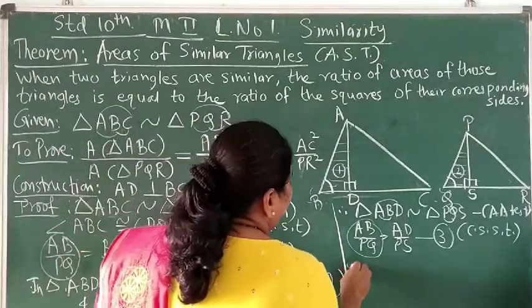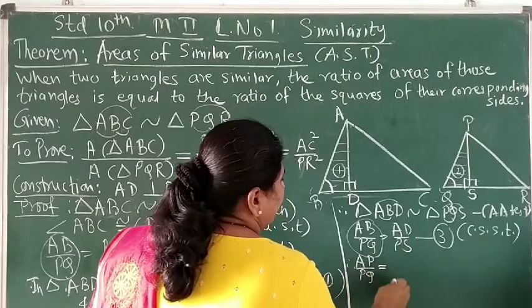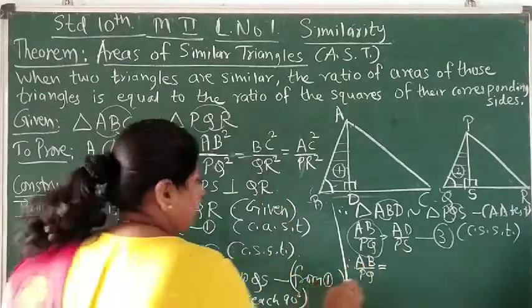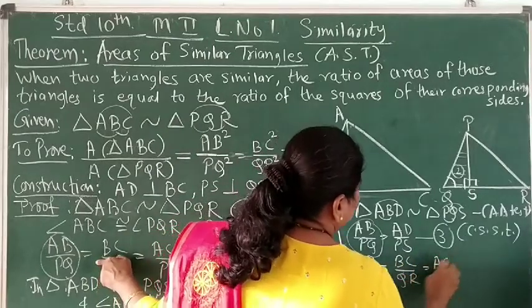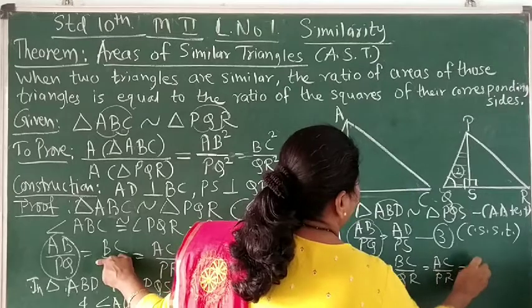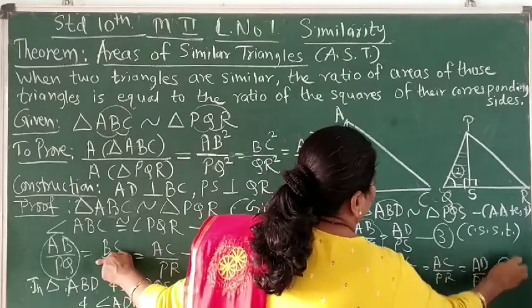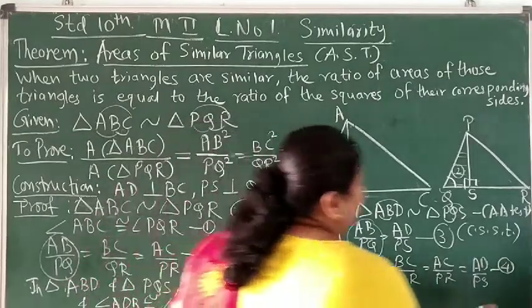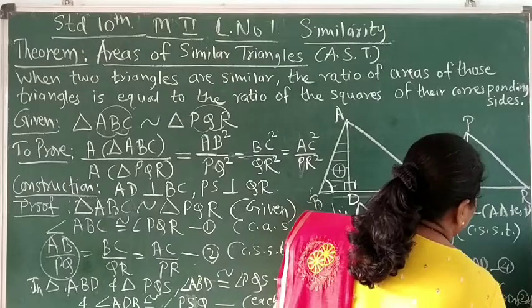So from 1 and 3, therefore we can say AB upon PQ is equal to BC upon QR is equal to AC upon PR is equal to AD upon PS. Statement number 4, and the reason is from 2 and 3. The reason is going to be from statements 2 and 3.